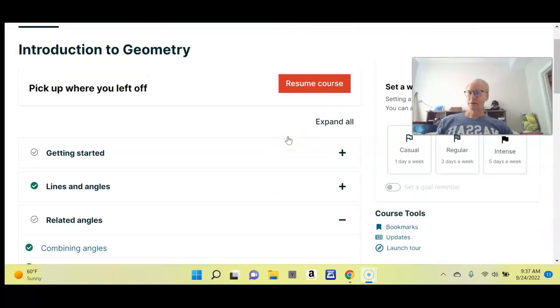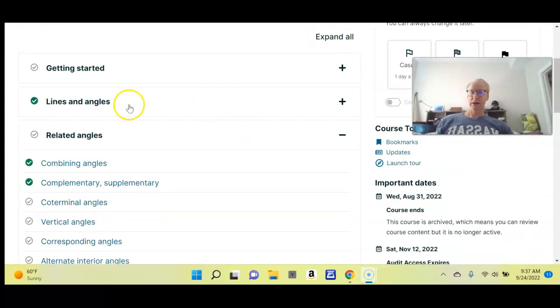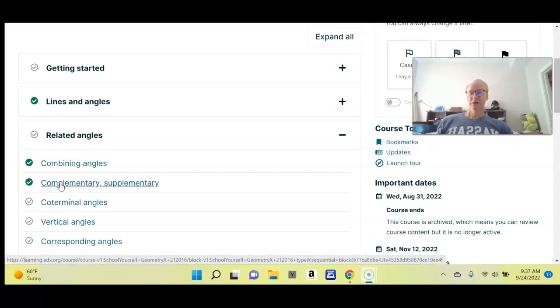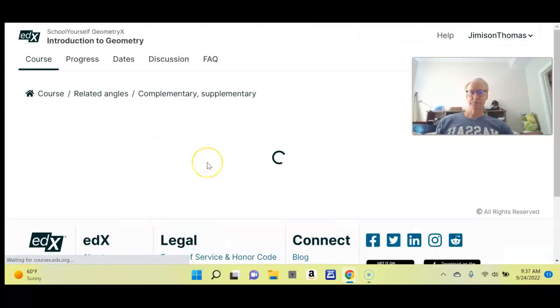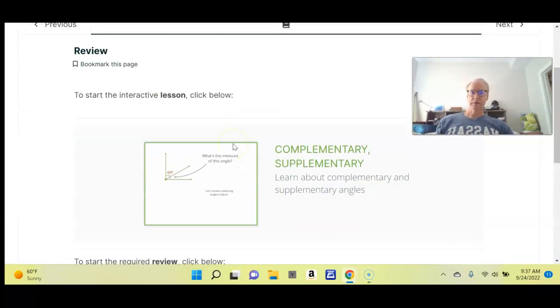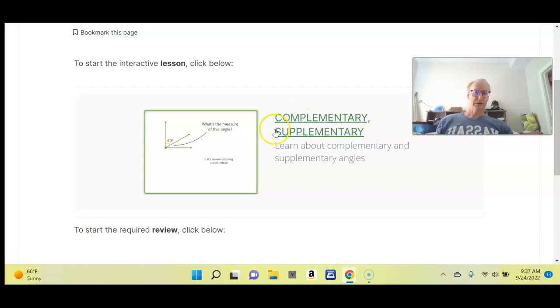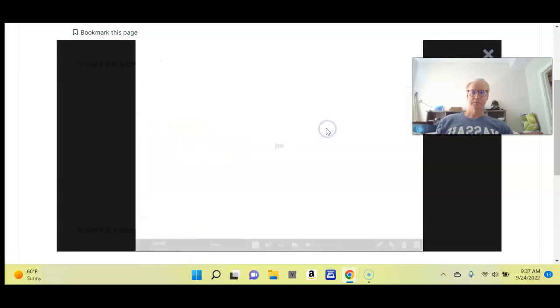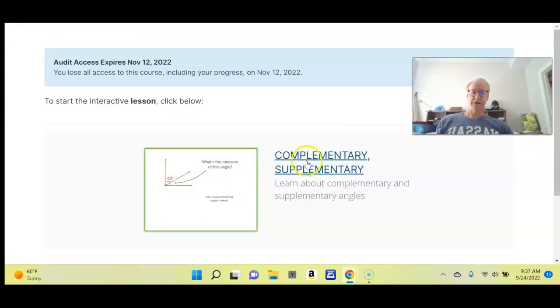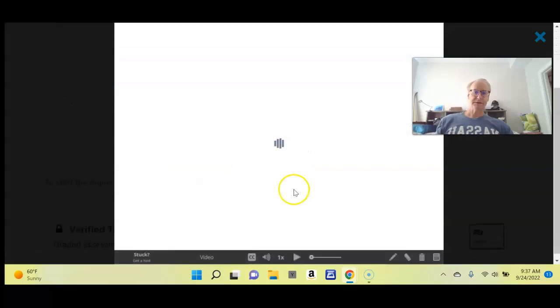Hey everybody, we are here in Introduction to Geometry, and we're looking at the second section, which is related angles, and the second one is complementary and supplementary angles. So let's get started. Remember, when you click on the lesson, always make sure you hit the play button.